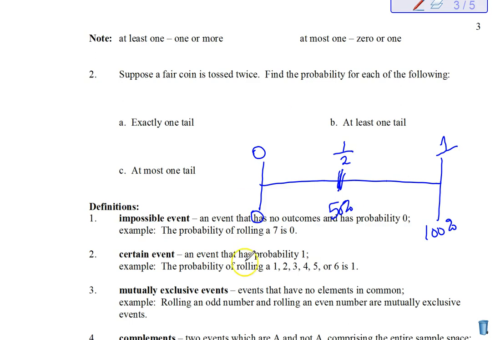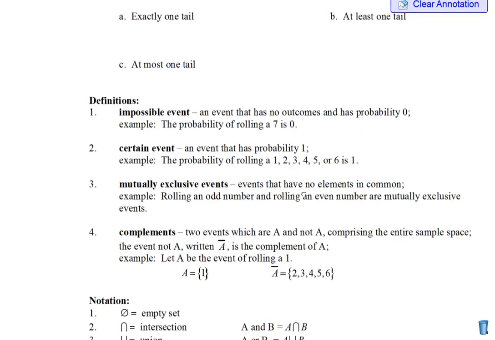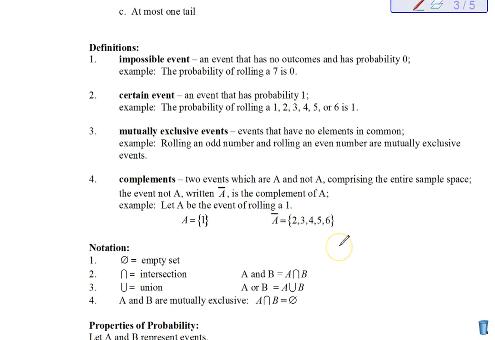All right, moving on to our next definition, we have mutually exclusive events. Those are events that have no elements in common. For example, rolling an odd number and rolling an even number are mutually exclusive events because their outcomes are not the same. Another example of that is rolling a die and flipping a coin. Those two experiments have totally different outcomes, no elements in common, so they are mutually exclusive.